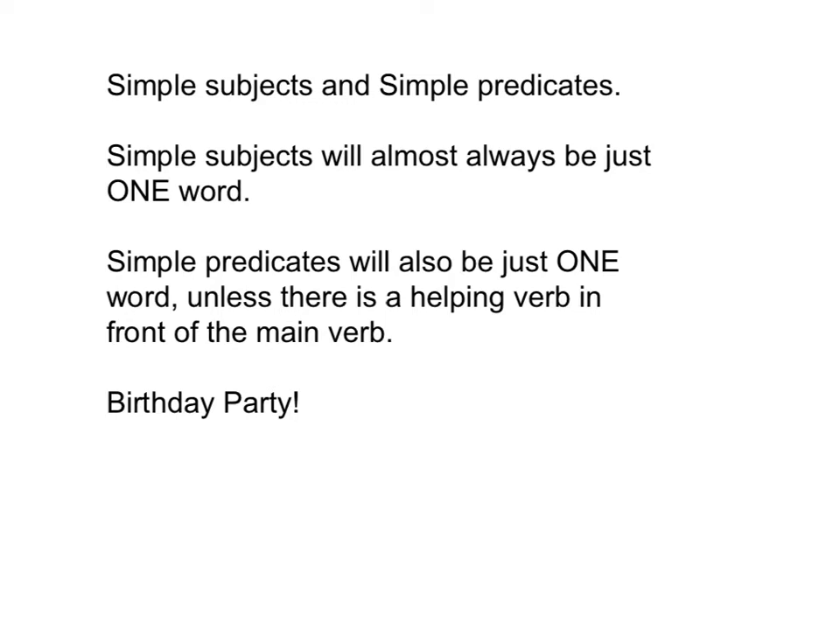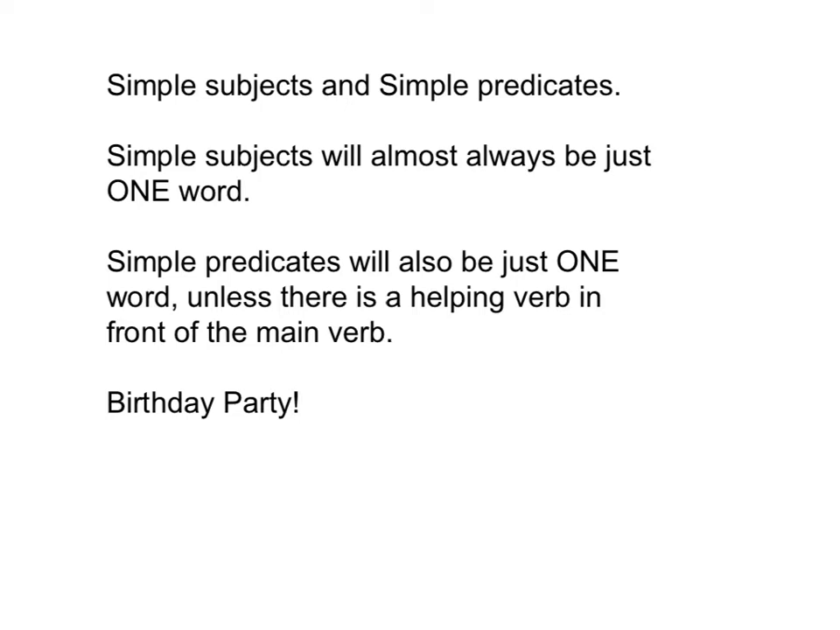Simple subjects will almost always be just one word. Simple predicates will also be just one word, unless there's a helping verb in front of the main verb. We'll take a look at some of those examples a little bit later. But probably the easiest way to keep track of the difference between simple and what we're going to learn next, complete, is that simple is just one.